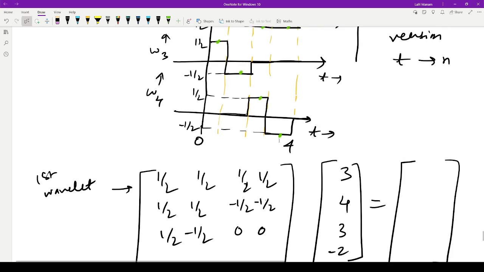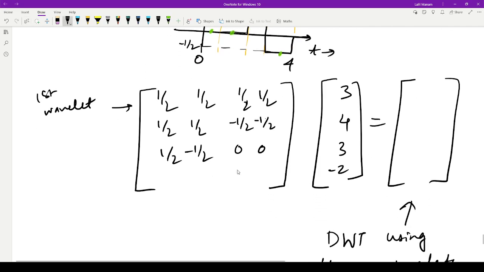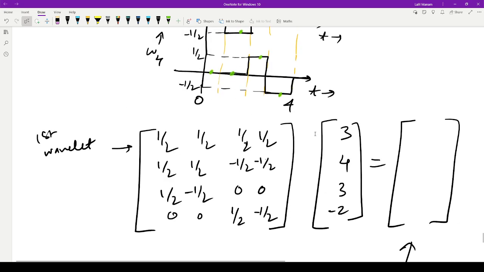The third wavelet will look like this, which is half, half, and then the other values are 0. So maybe I'll just put a dot here to make it clear. So these are 0 values, and the fourth wavelet will start with zeros but end with half and minus half. Fine. So what does this do?